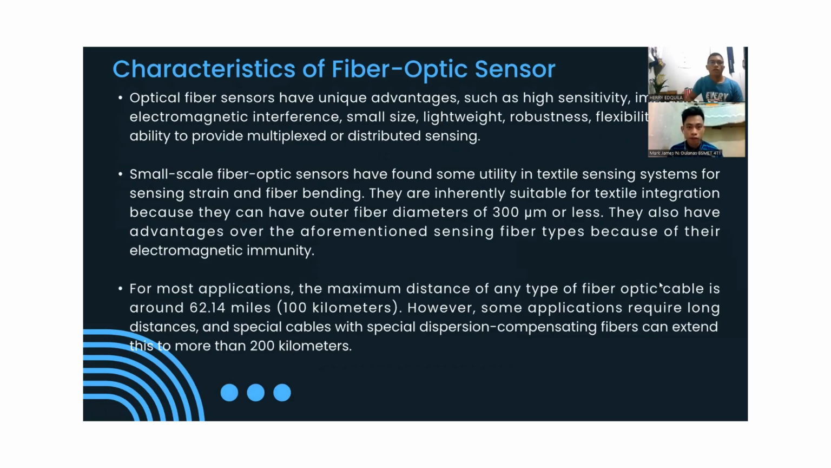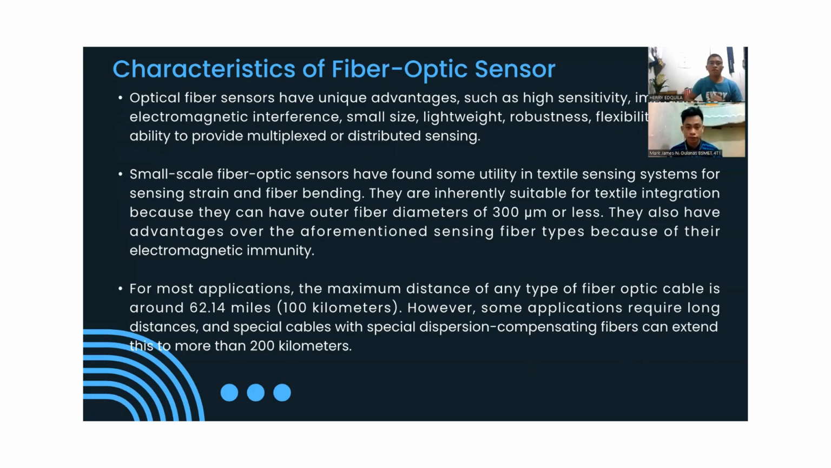Characteristic of fiber optic sensor. The optical fiber sensors have unique advantages such as high sensitivity, immunity to electromagnetic interference, small size, lightweight, robustness, flexibility, and the ability to provide multiple distributed sensing.